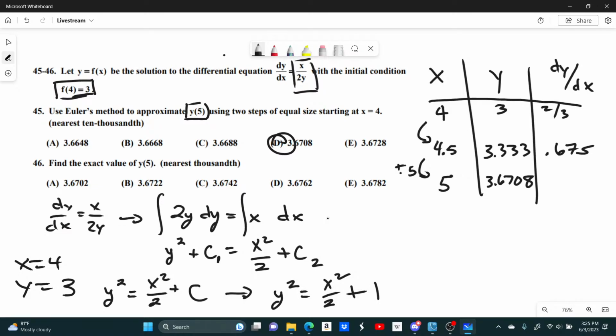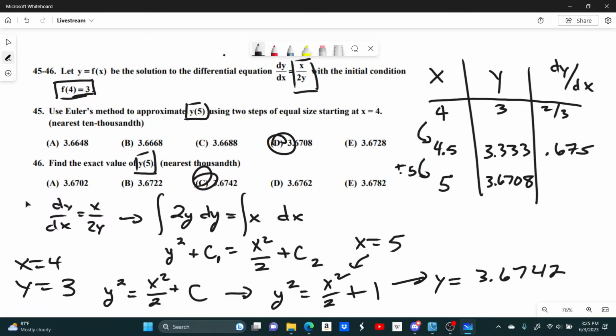Well, what does it actually want to know? It wants to know what y of 5 is. So when I plug x equals 5 into this, it wants to know what y comes out. Well, that's pretty easy. You just plug in 5 and solve for y. So it's going to be the square root of 25 plus 1. You should get 3.6742. There you go. Nice. Let's keep going.